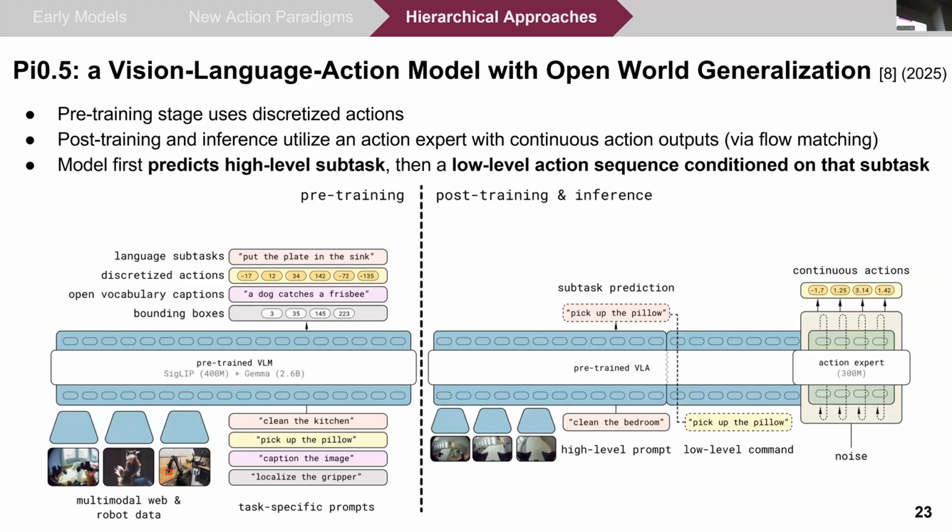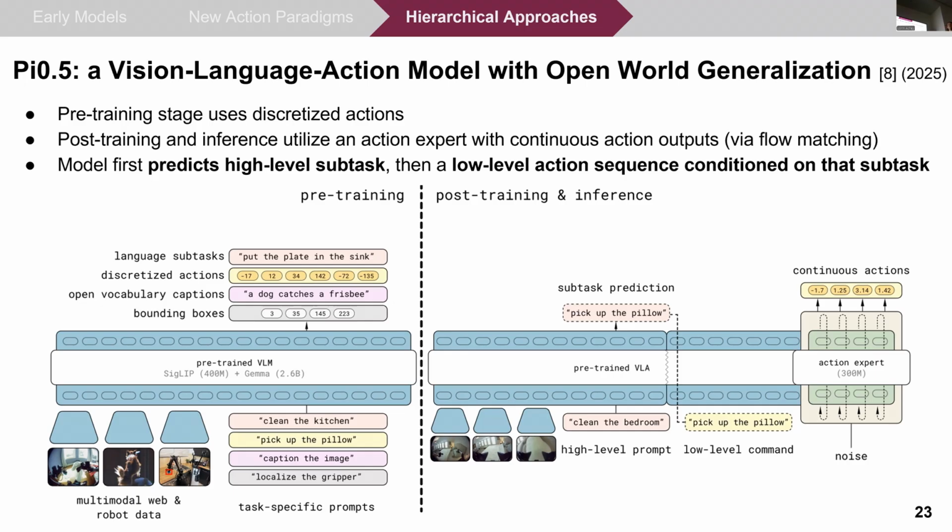So the first one is Pi-05. This builds on the Pi-0 model. But for this, they start to break it down into a pre-training and a post-training and inference stage. So on the left-hand side is the pre-training stage. In this stage, they get human annotators to provide bounding boxes and language subtasks, and they discretize the action space so that they can make training faster, because it is faster to train a VLA using discrete actions. When they go to the post-training and inference stage, they go back to using an action expert that uses flow matching to generate the continuous action outputs. But they break up the inference stage.